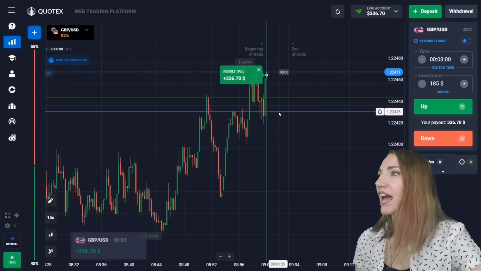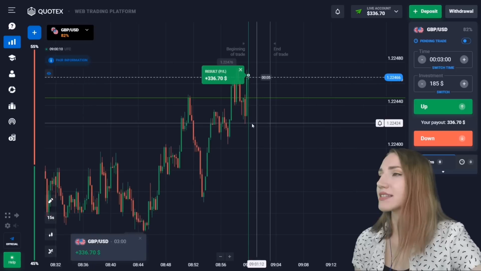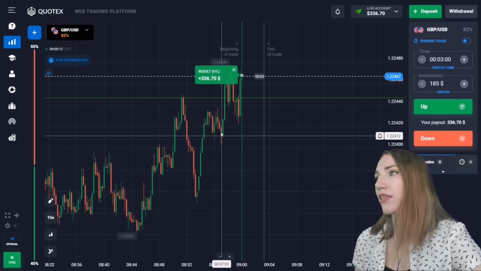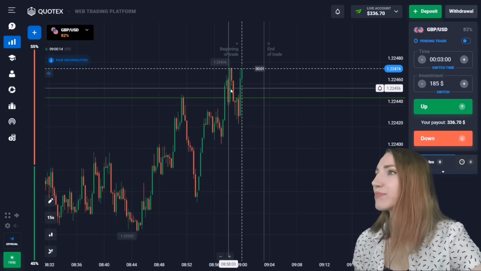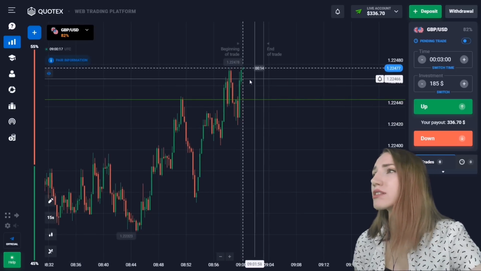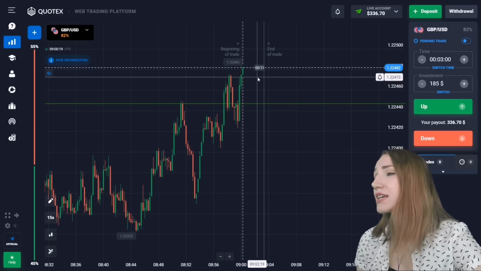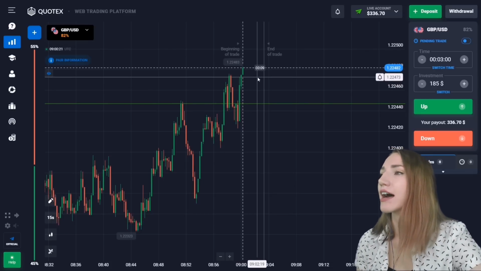Well guys, it's very good. As you can see, the price really continued its upward movement and this level is broken through. Now we are getting the very good profit. So in this situation, it would also be possible to open a trade for 2 minutes, but in any case, we have got the profit.